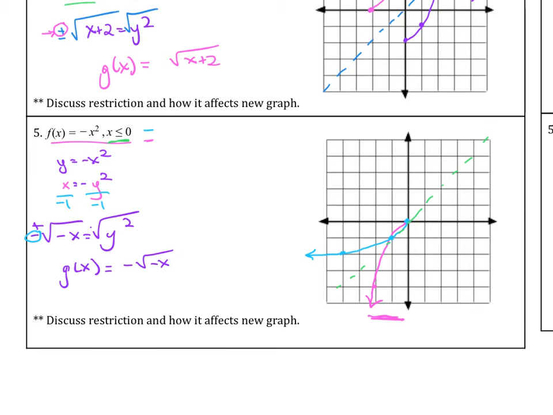So then we find the inverse, so y equals negative x squared, so f of x to y. You switch the roles of x and y. Then we divide it by negative 1 to get the y positive. So we need to do that first. Then we square root both sides.